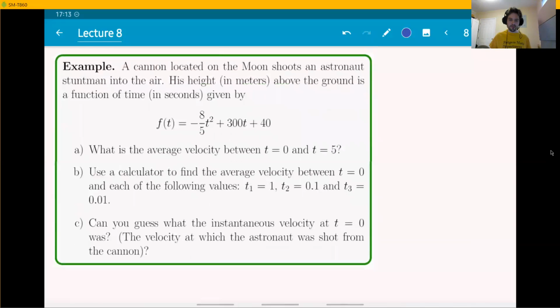I have a quick example here. So you have a cannon located on the moon, and it's shooting an astronaut stuntman into the air. I have a formula given: f of t is the height in meters above the ground, as a function of time. t is time in seconds. So this formula has actually accurate numbers, given that we are on the moon. This is the acceleration of gravity on the moon, 8/5. So for example, the first question is asking you, what is the average velocity between t equals 0 and t equals 5?